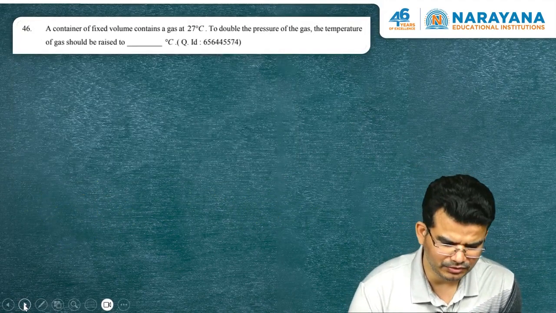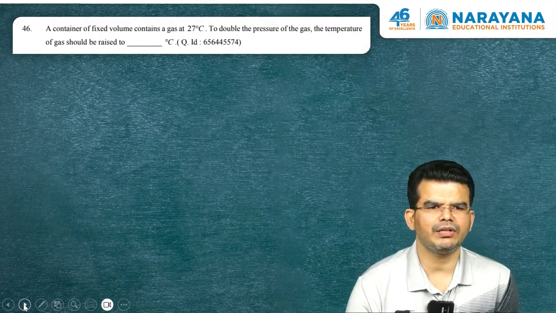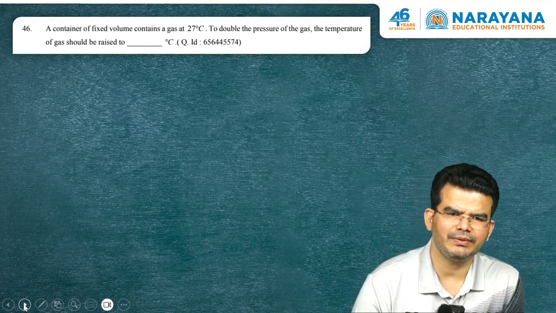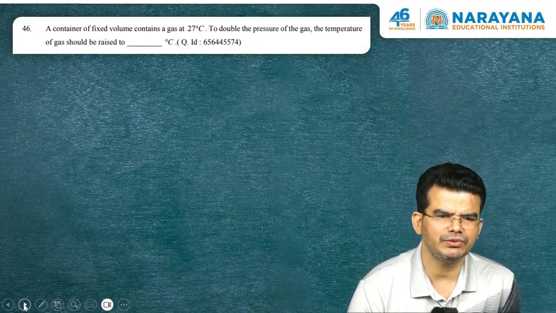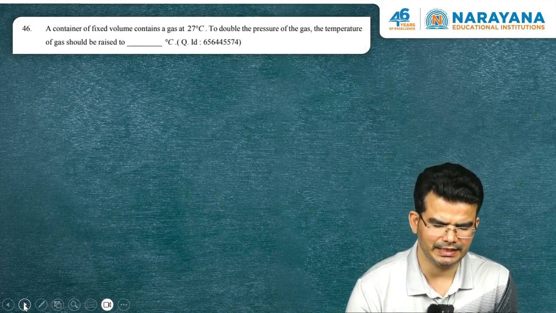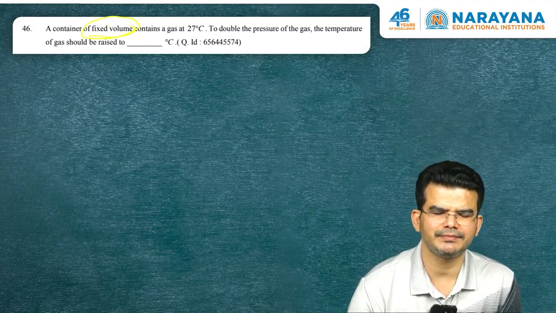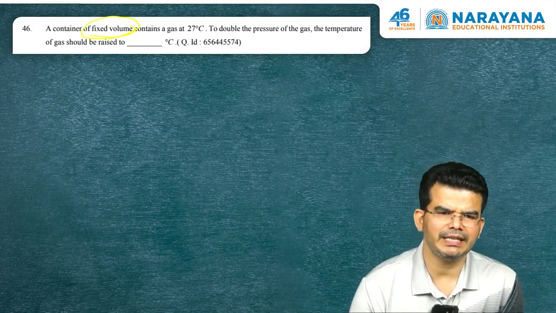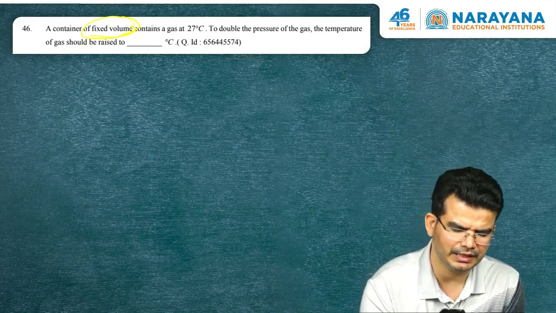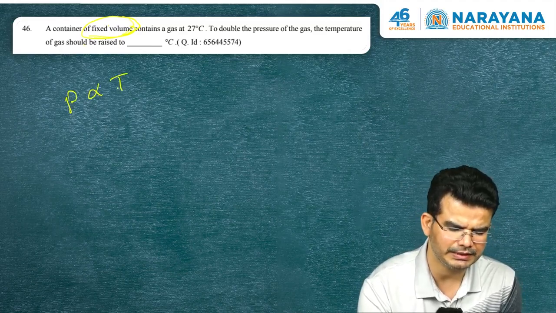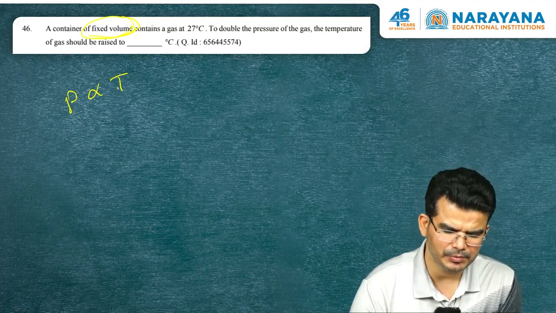Okay, I think now we are in teaser questions. First question. A container of fixed volume contains a gas at 27 degree centigrade. To double the pressure of the gas, temperature of the gas should be raised to how many degree centigrade, they are asking. So, first of all, fixed volume. Volume is constant. Volume is constant means what can we apply? Very basic: pressure is directly proportional to temperature. Correct or not?